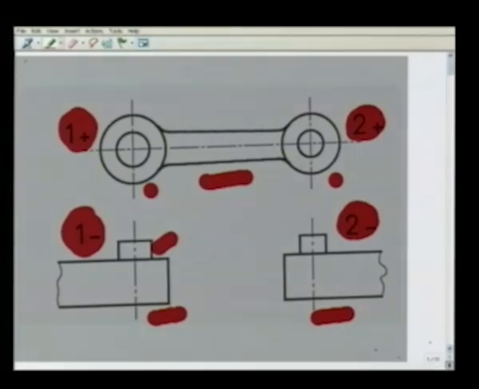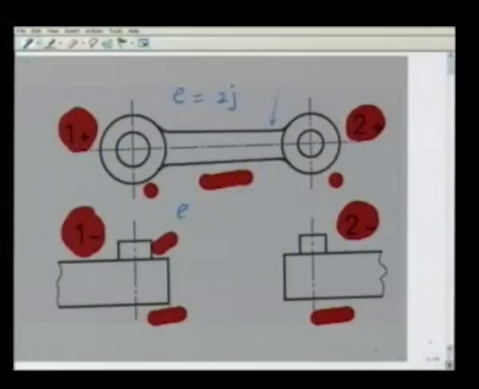In this way, if we count the total number of elements, we can write E should be equal to twice the number of joints or pairs j, that is E is equal to 2j. We can also count this number of elements from the links. This is a binary link which has two elements because it is connected to two other links through revolute pairs. Similarly, a ternary link will have three elements because it is connected to three other links, and a quaternary link will have four such elements.